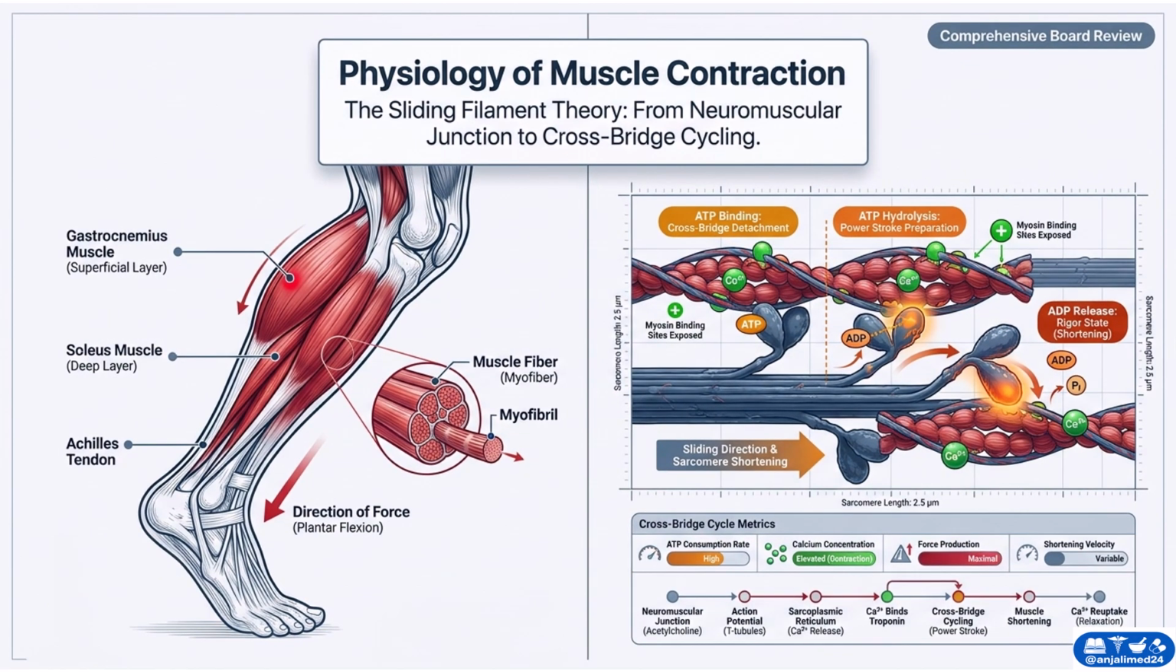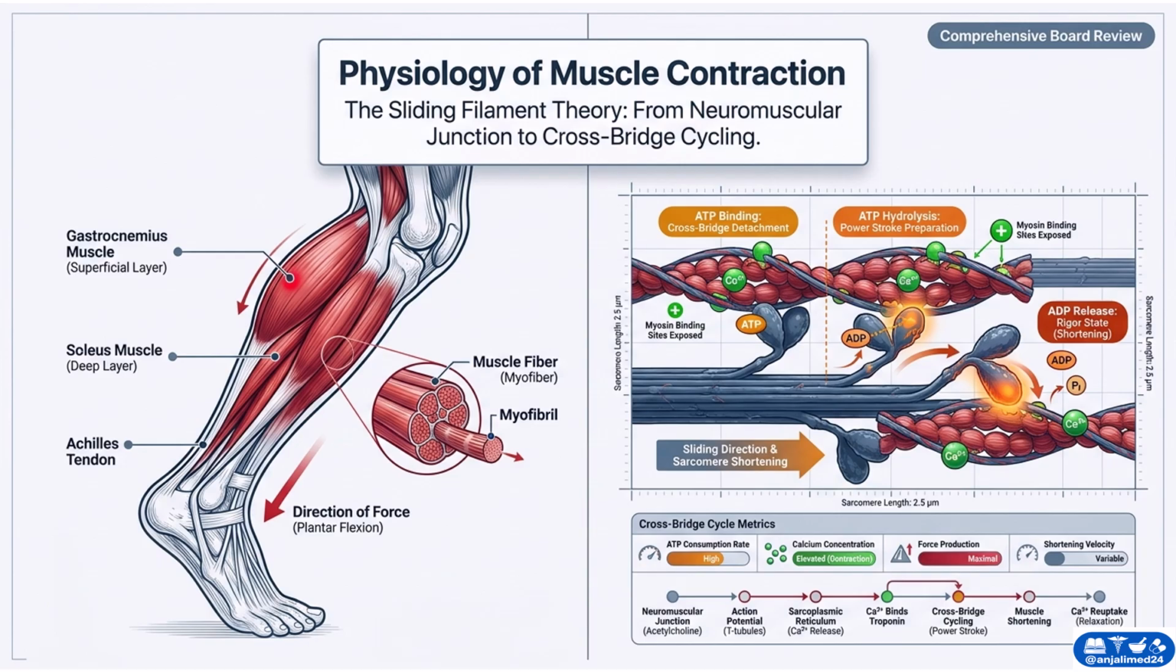Welcome to this comprehensive review of the physiology of muscle contraction. In this session, we will explore the sliding filament theory, one of the most fundamental concepts in physiology, from the neuromuscular junction all the way to cross-bridge cycling and muscle shortening.